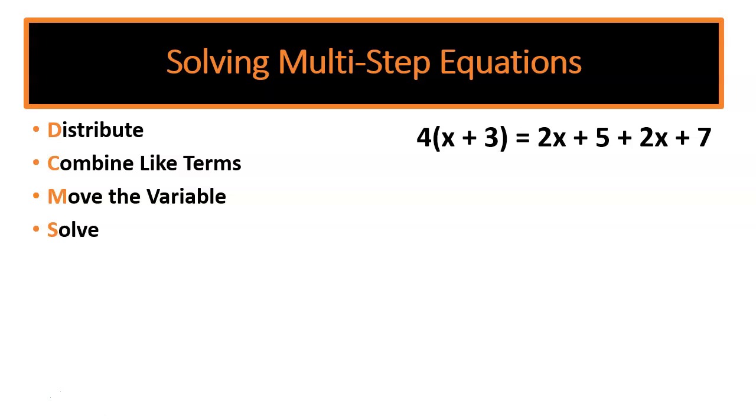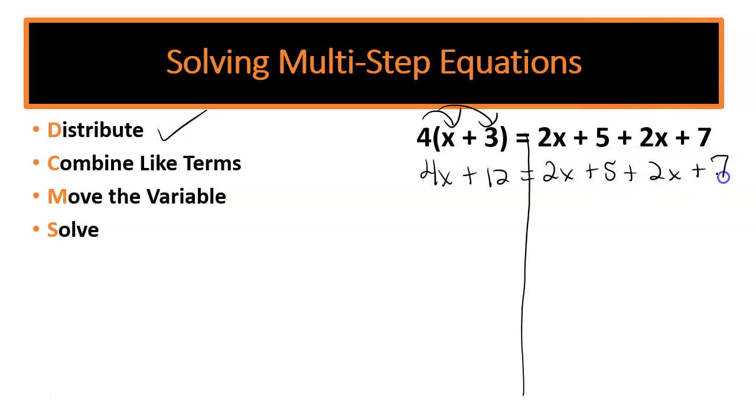All right, here is our next one. So same thing, work along with me or pause and then check your work. Let's start with step 1, distribute. 4 times x is 4x. 4 times 3 is positive 12. Equals. I have nothing to distribute here, so I'm just going to bring everything down.